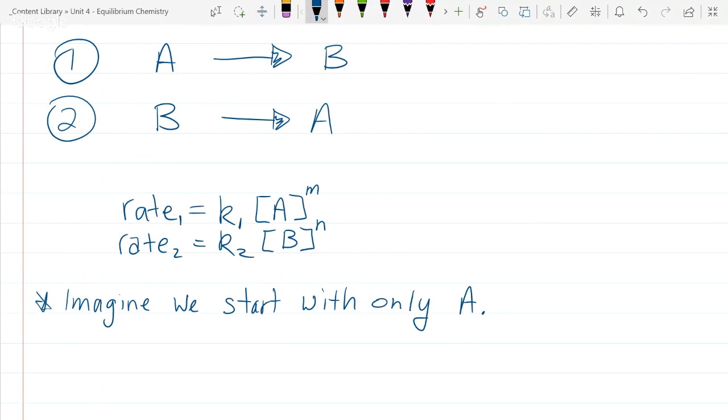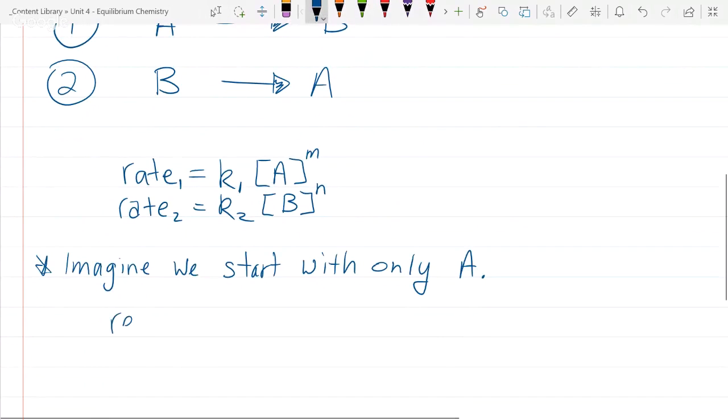Well, which reaction is going to happen? The first one's going to happen, right? Will the second one happen right at the beginning? Why not? I don't have B. Why does that matter? Yeah, that's what it starts with. And the rate of that reaction is a constant multiplied by how much B I have. Well, if I have no B, I have no rate. So when we start with only A.